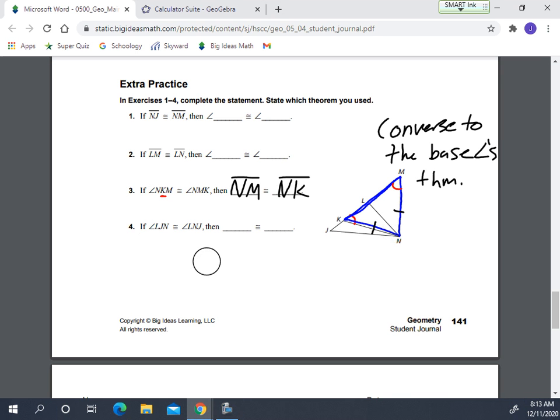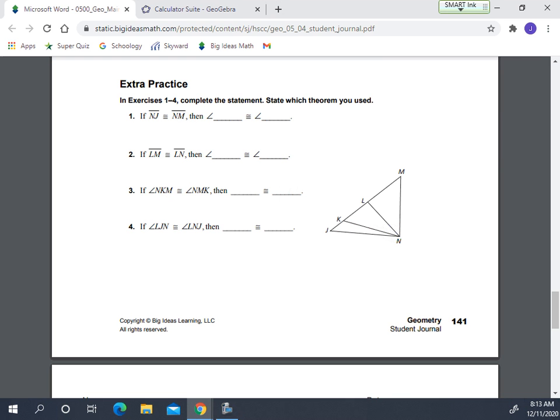Then lastly, number 4. Number 4 says angle LJN, so that angle right there, is congruent to LNJ, which is right here. It's that bigger angle. Try to find the triangle that that's working with. Well, it's working with this triangle here.